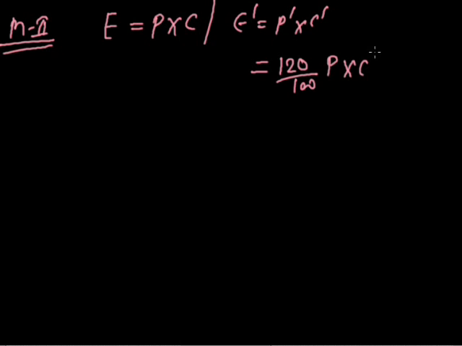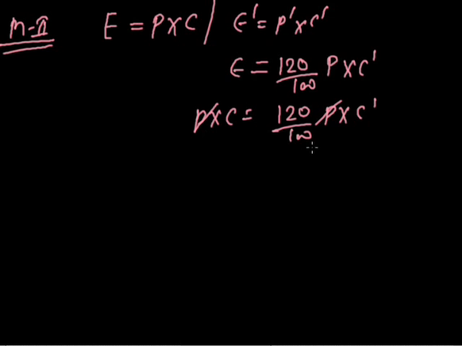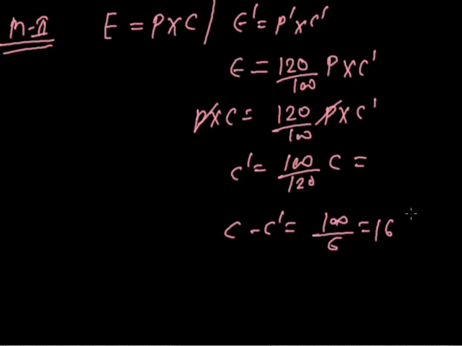Now we have to calculate C dash, and our expenditure is the same. So by putting the value in the first formula, we have P into C equal to 120 upon 100 P into C dash. From here P will cancel with P, so C dash will be equal to 100 upon 120 C. That means C minus C dash is 1 by 6 into 100, that is 100 upon 6, or 16 and 2 by 3%.